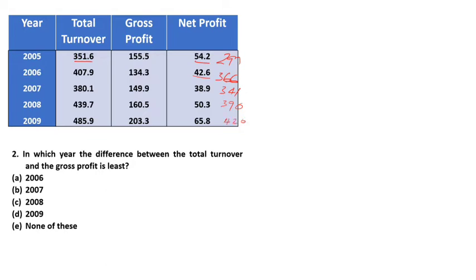Now what is asked: in which year is the difference between the total turnover and profit the least, the lowest? The lowest is here, in 2005. So in 2005 we have 297 only, that is the least. So 2005 is the correct answer, which is not there in the given options. So you can mark none of these as the correct option.